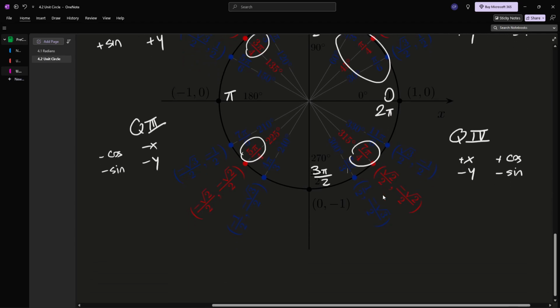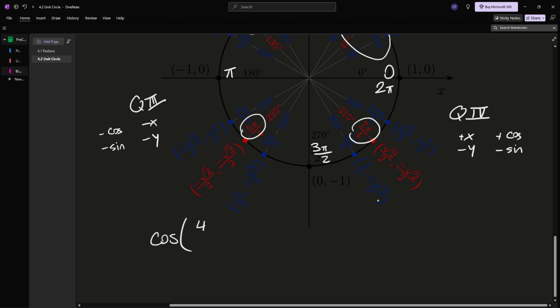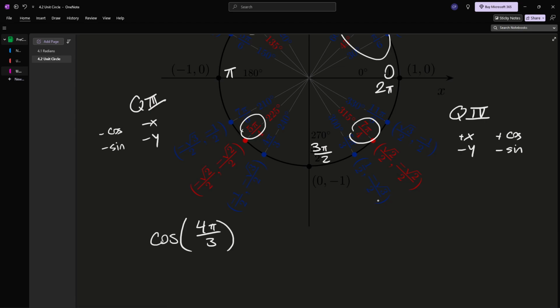An example for this would be: find cosine of 4 pi over 3. And when you're asked to do this, you won't have your calculator with you, or you might not have it with you. And you have to use the unit circle and be like, 4 pi over 3, on my unit circle, I see that cosine is my x value, and my 4 pi over 3 is right here. So this is equal to negative 1/2.